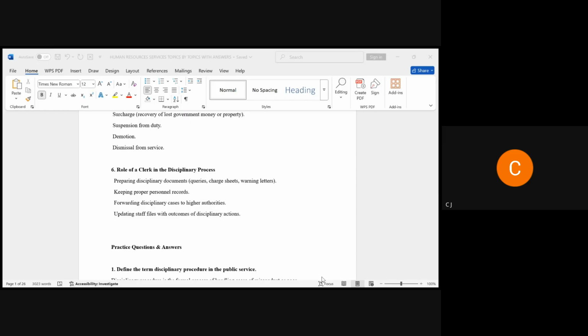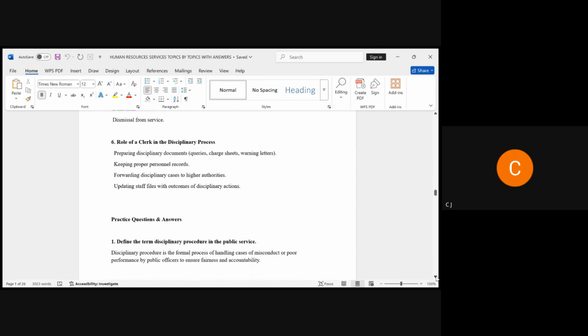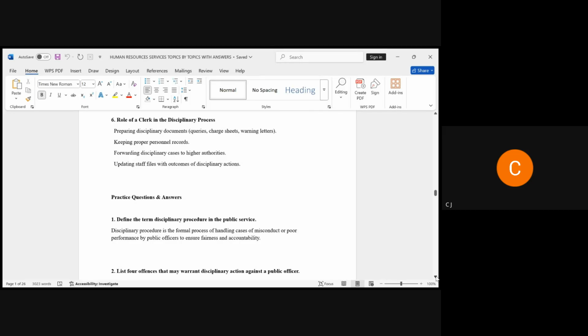Process used in public service to address misconduct and poor performance is the formal process of handling cases of misconduct or poor performance by public officer to ensure fairness and accountability. List 4 offenses that may warrant disciplinary action against public officer.